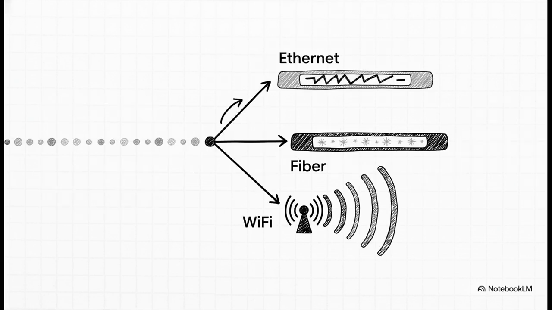And right here is where the digital becomes physical. Those ones and zeros are transmitted as electrical signals through an Ethernet cable, or as tiny pulses of light through a fiber optic cable, or as radio waves through the air for Wi-Fi. Sarah's photo is now officially on its way to Max.